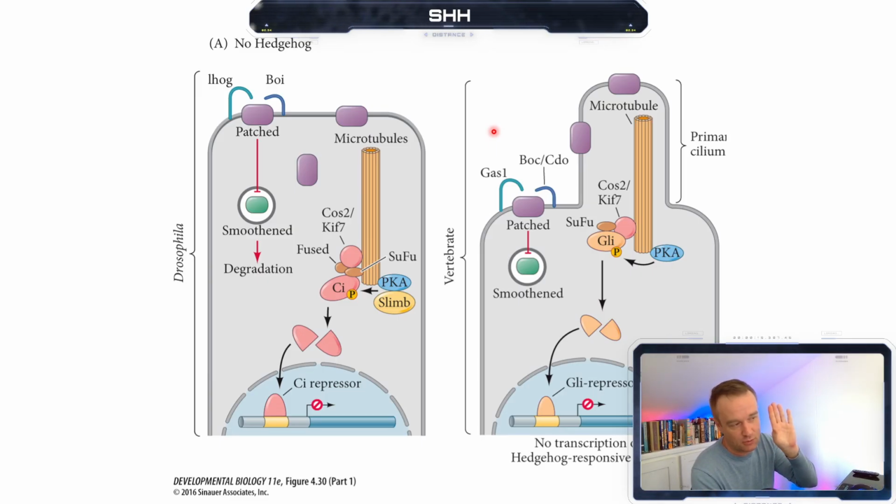We're going to look at what happens when it's not active. So nothing's bound here. Because nothing's bound here, Patched, which is this transmembrane protein here, is able to repress Smoothened. In the case of Drosophila, it's degraded, and I'm not sure if it is in vertebrates or not. It doesn't matter. It's just not active, right?